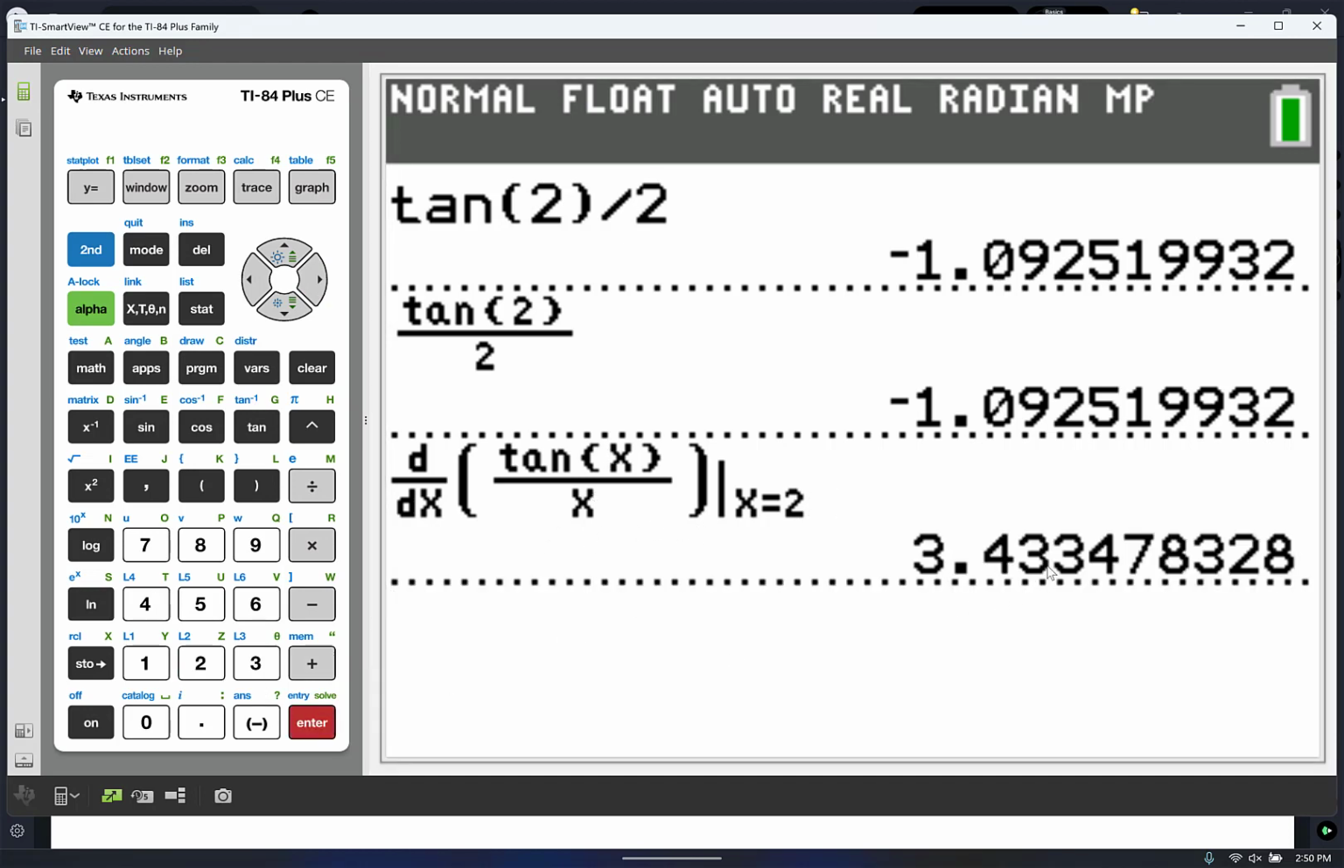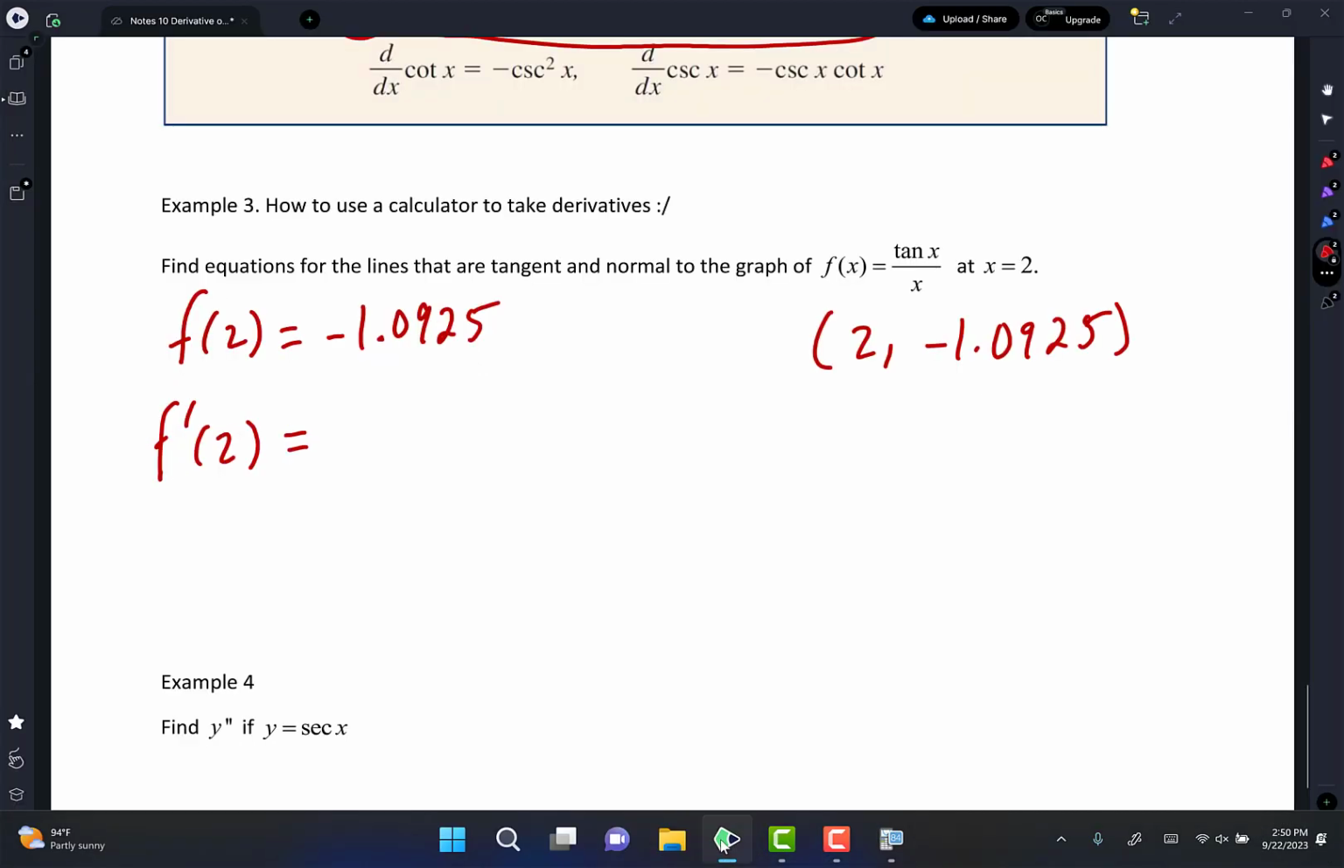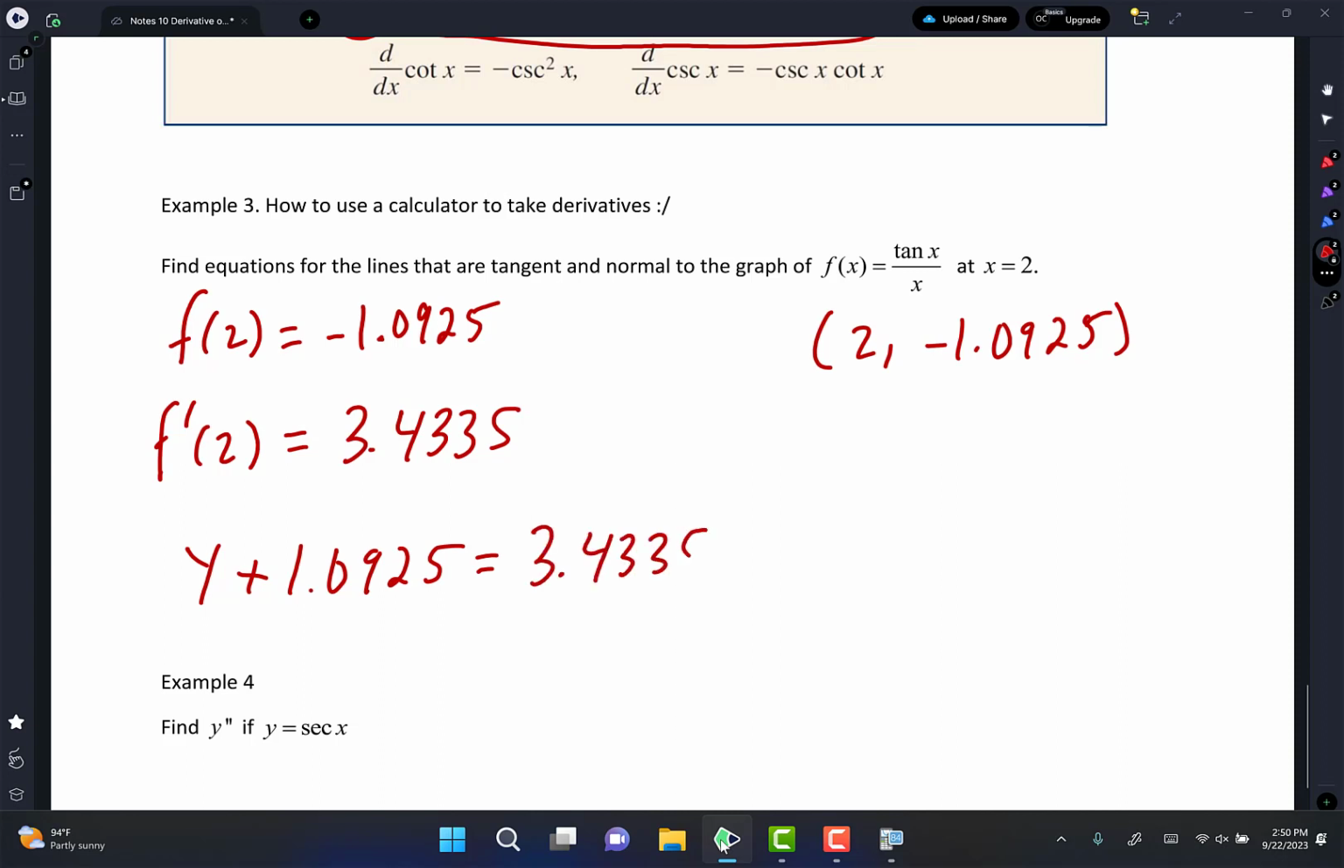And there it is, 3.4334 truncated, or 3.4335 rounded. Are we okay? All right. So here's the tangent line, guys. I'm going to write my tangent line. Y minus, so it turns to a positive, 1.0925 equals, what's my slope? 3.4335, x minus 2. Leave it alone.